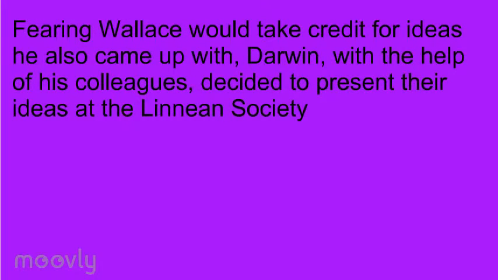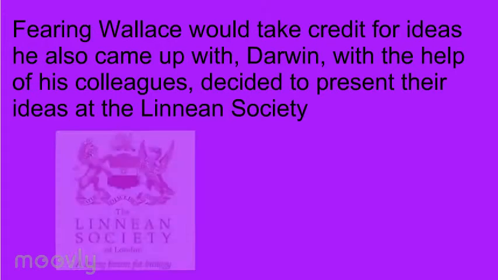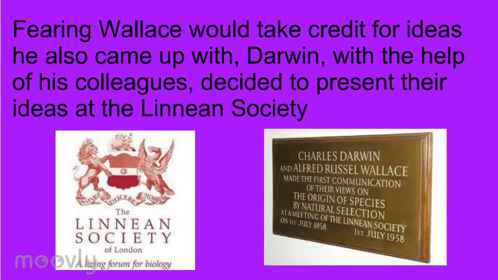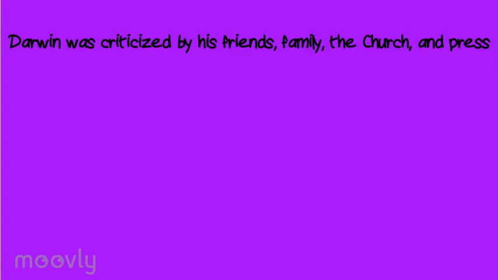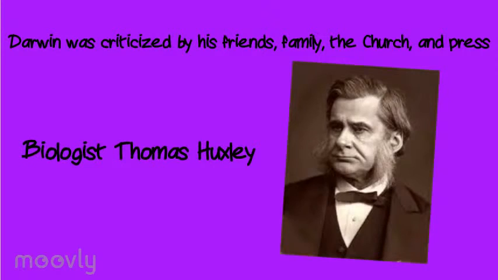Darwin feared he would lose credit for his ideas, so with the help of his colleagues, they decided to present their ideas together at the Linnean Society, a biological society in London. About a year later, in 1859, Darwin published his famous On the Origin of Species by Means of Natural Selection. Darwin was criticized by his friends, family, the church, and press, but he was reluctant to defend himself and left debates to supporters such as biologist Thomas Huxley.